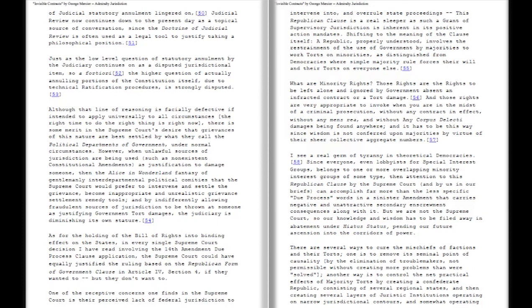57. I see a real germ of tyranny in theoretical democracies. 58. Since everyone, even lobbyists for special interest groups, belongs to one or more overlapping minority interest groups of some type, then attention to this Republican clause by the Supreme Court, and by us in our briefs, can accomplish far more than the less specific due process words in a sinister amendment that carries negative and unattractive secondary instrument consequences along with it.